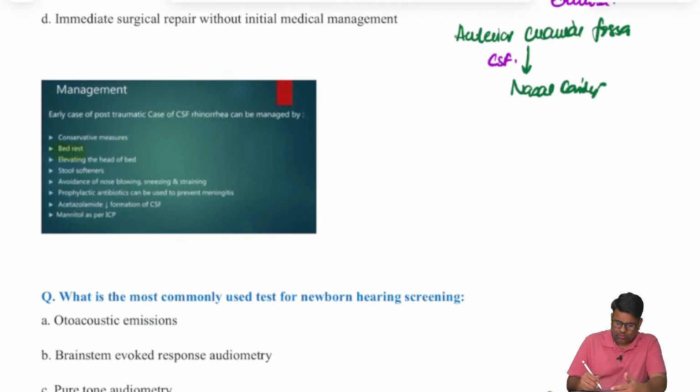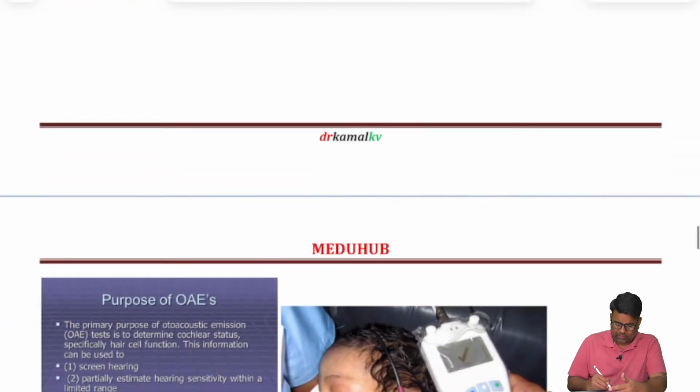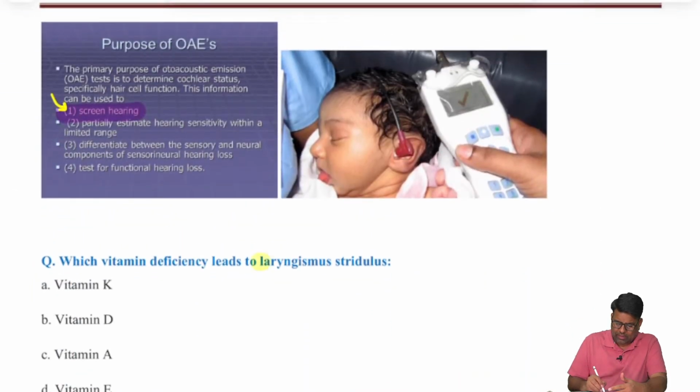Now, next question was about the hearing screening in a newborn. So, in a newborn, hearing screening is done by otoacoustic emissions, right? So, this is very important. It is a kind of screening test and especially done for newborns. Then there was one term, laryngismus stridulus, that is like laryngospasm, especially seen in hypocalcemic states, which is because of vitamin D deficiency, right?